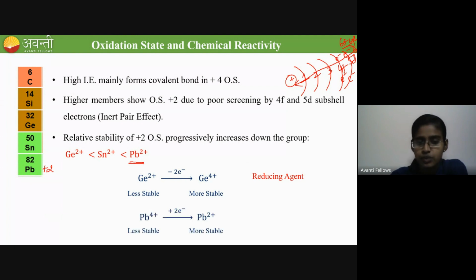Okay, lead 2+ is more stable compared to 4+. So if lead 4+ wants to become 2+, it has to gain 2 electrons. When it gains 2 electrons, 4+ becomes 2+, right? So the compound which is gaining the electron is called an oxidizing agent. All the lead 4+ compounds will act as a strong oxidizing agent.